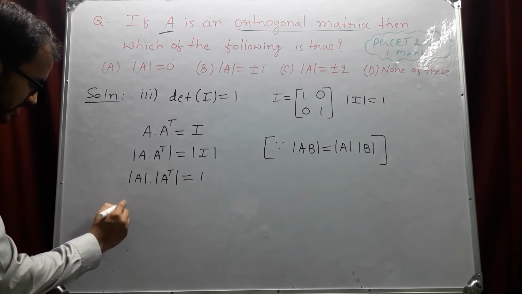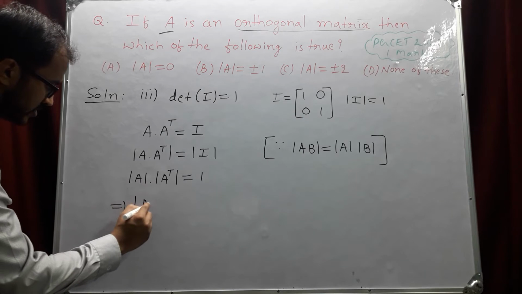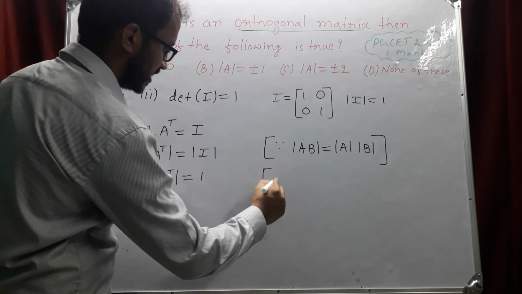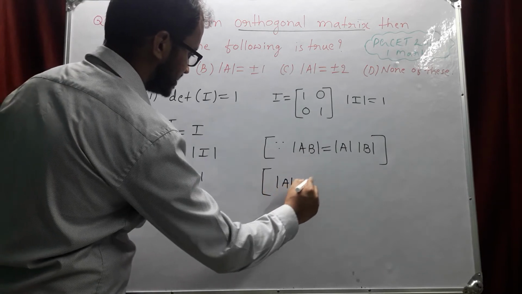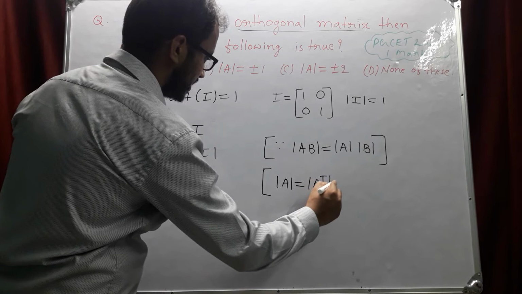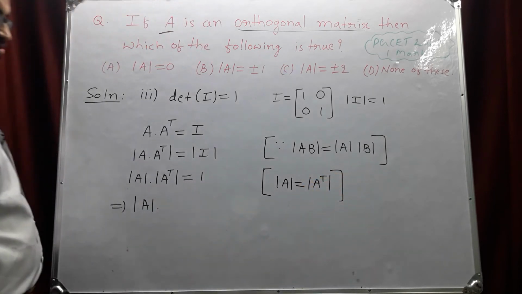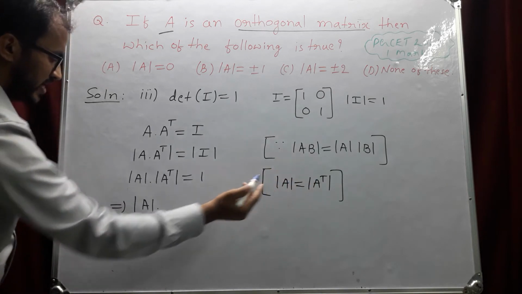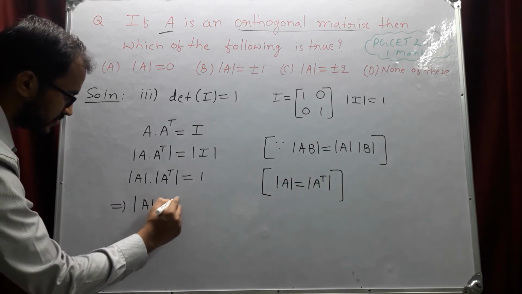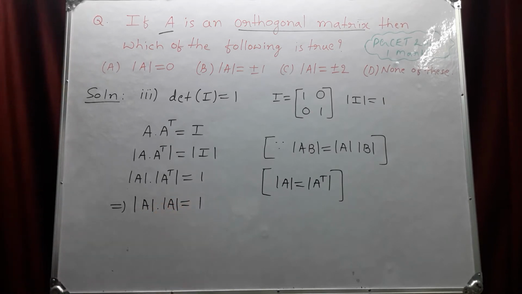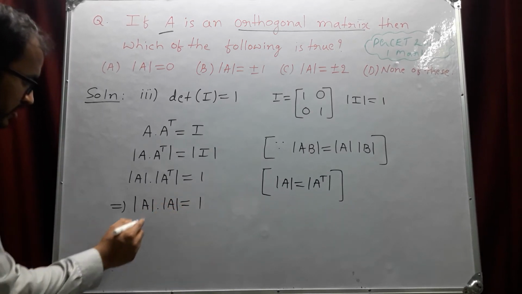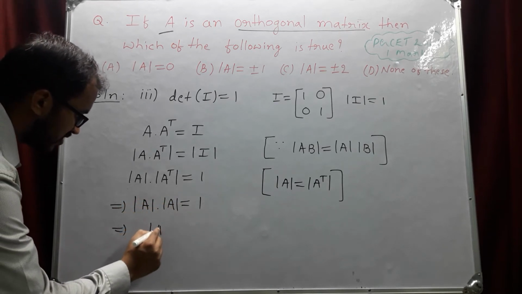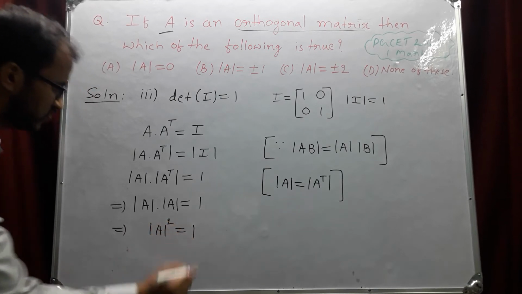So again that is equal to determinant of A from the first property. What we have seen, first property, determinant of A is the same as determinant of its transpose, that is determinant of A transpose. So in case of determinant of A transpose, I can write determinant of A, so that is equal to 1, or determinant of A into determinant of A becomes determinant of A whole square is equal to 1.